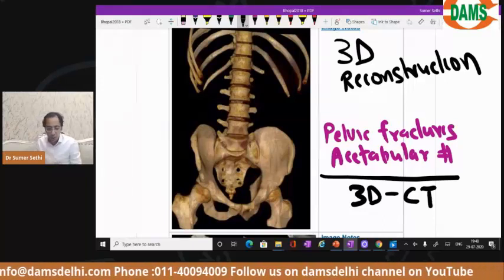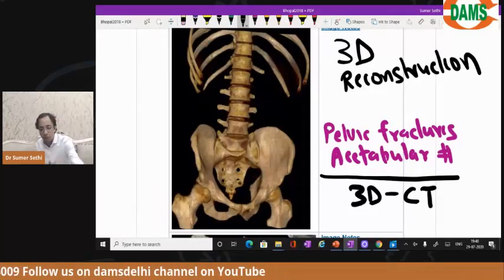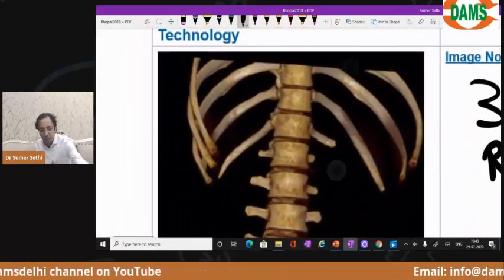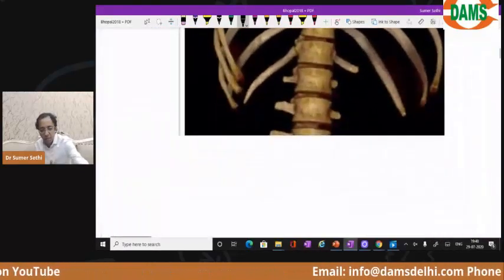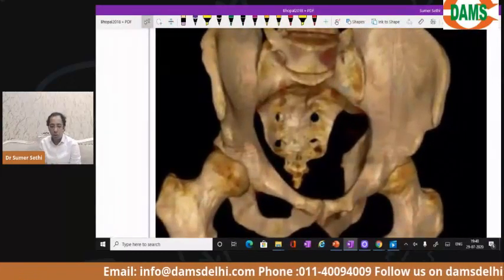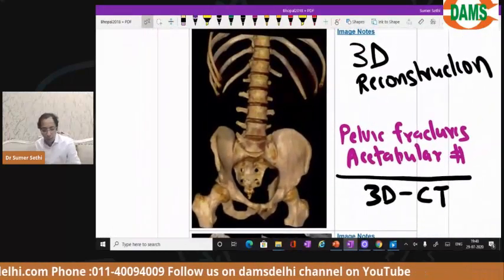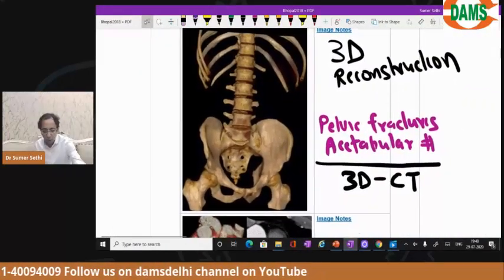So today it is possible to do 3D reconstructions with a CT scan, and this is how it looks. You can see how beautiful it actually looks. You can keep looking at it for some time. It's so beautiful. You can see how the pelvis looks, this is how the bony pelvis looks on a 3D CT reconstructed image. These are all computer generated images where we are able to do this.